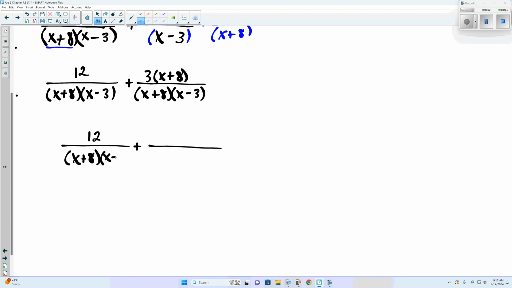Now, before we combine, or actually add these, we'll need to distribute the 3. Because with our addition and subtraction with these here, we're actually going to combine the numerators. We're going to combine those like terms, so we can't leave it as 3 times x plus 8. So we'll do 3 times x, which is 3x, and 3 times 8, which is 24.